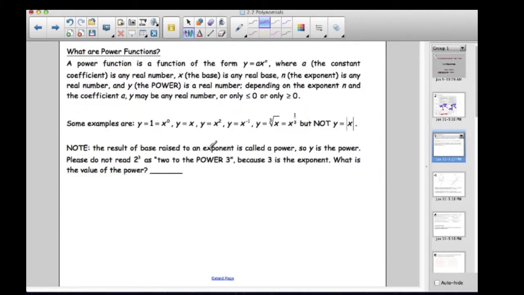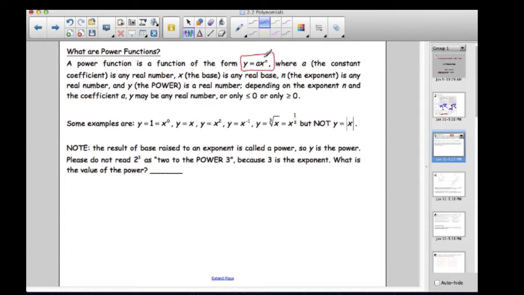Before we take a look still at polynomials, we want to look at the basic building blocks or pieces, terms involved in a polynomial, and these are the power functions. A power function is a function of the form y equals a times x to the n, where a is the constant coefficient. It can be any real number. X is called the base, and it's any real number. And the exponent is any real number, n.